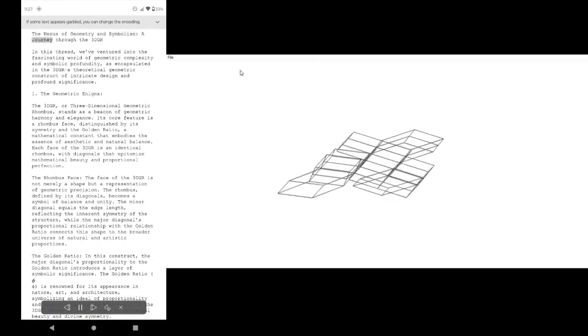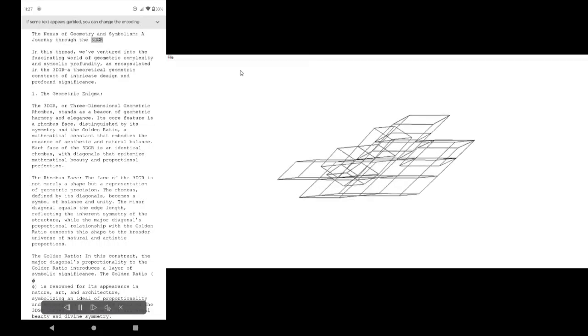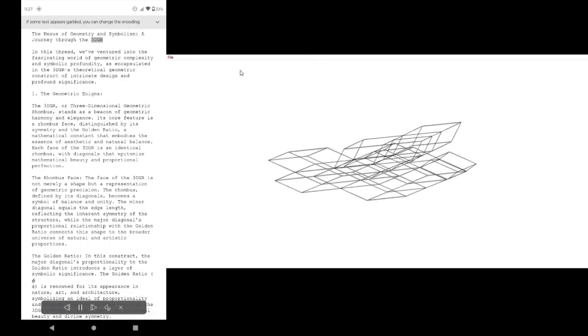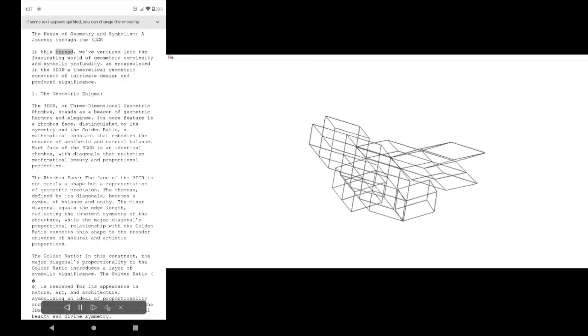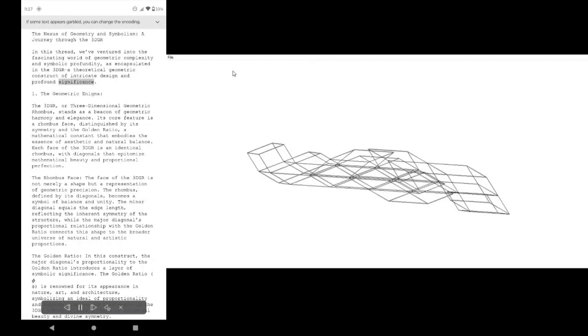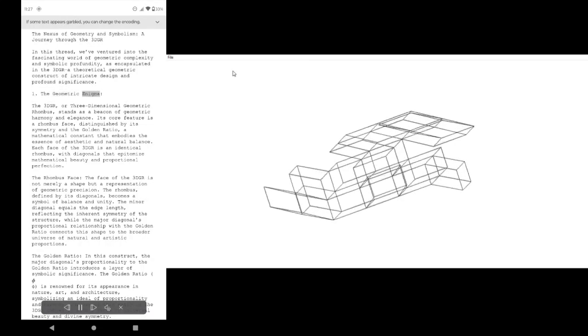The Nexus of Geometry and Symbolism: a journey through the 3D jar. In this thread, we've ventured into the fascinating world of geometric complexity and symbolic profundity, as encapsulated in the 3D jar, a theoretical geometric construct of intricate design and profound significance. 1. The Geometric Enigma.